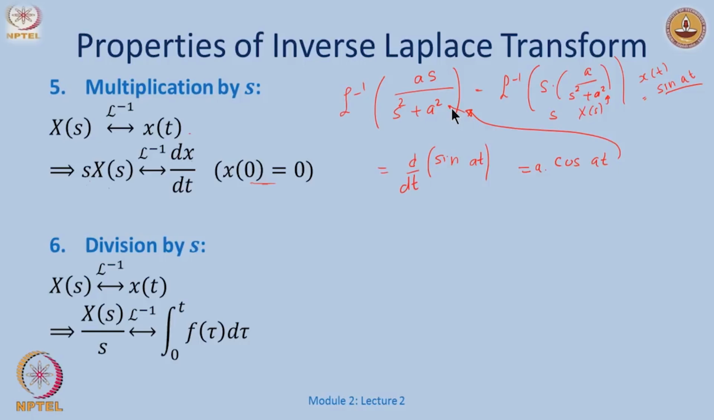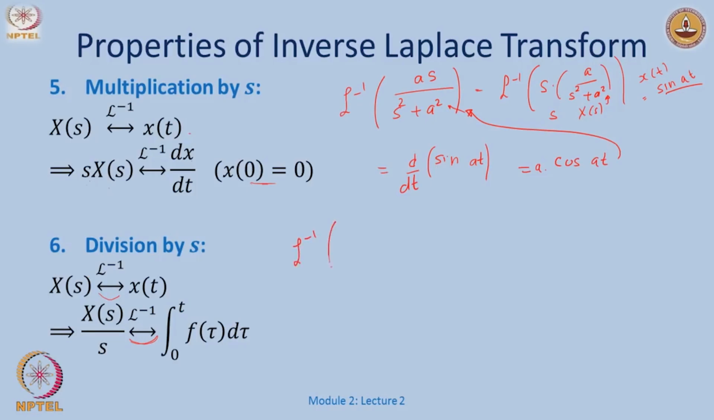Similarly, division by s would give you the integral of it. X(s) by s, the inverse Laplace would be the integral of x(t). So, observe that we are actually using these arrows both ways. That means, I can go from here to here and also here to here. Okay. So, well I do not think we need an example, or okay, let us quickly do this.